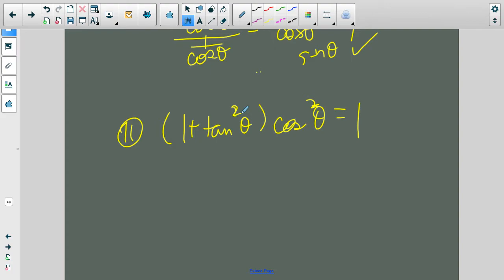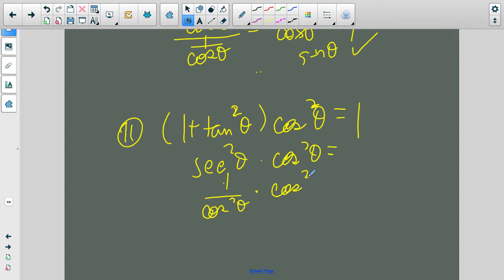Do y'all see it? 1 plus tangent squared is flat out secant squared. Times cosine squared. This is the best way to work it, like I said. I see 1 plus tan squared, I go straight to secant squared. Secant's 1 over cosine. If it's secant squared, it's 1 over cosine squared, because there's 2 of them. Times cosine squared, they cancel, I get 1.